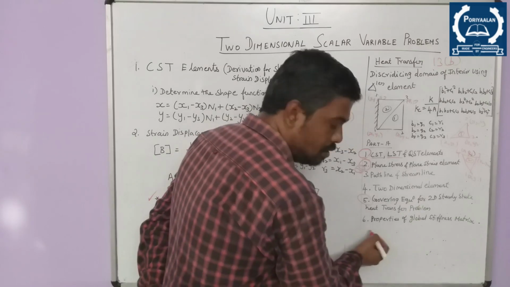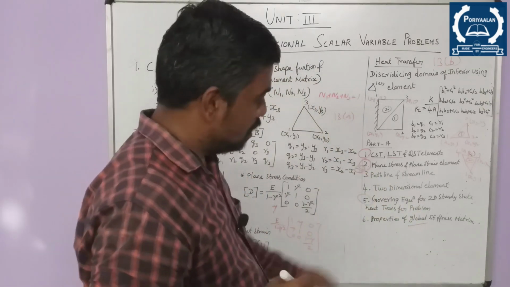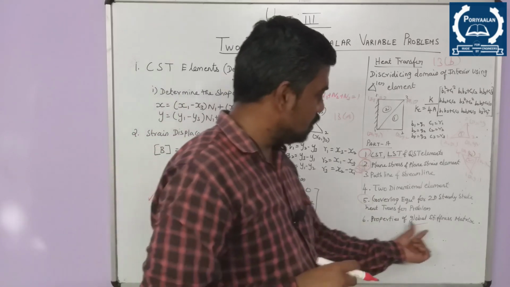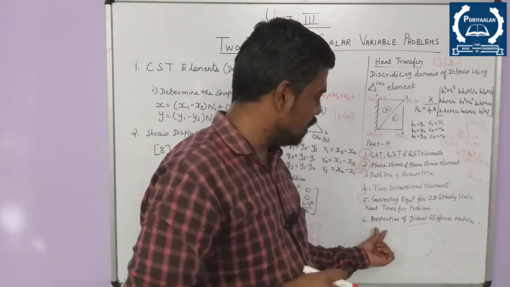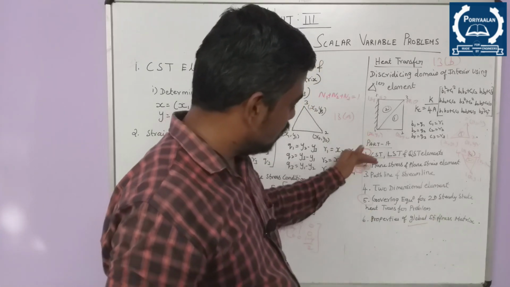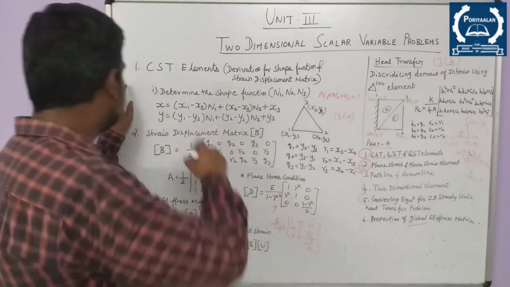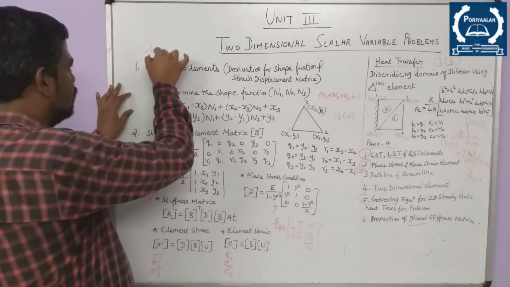And next, the 6th question asks the properties of the global stiffness matrix. In unit 2 they can ask properties of the stiffness matrix, but in unit 3 they can ask properties of the global stiffness matrix. So in these questions, definitely attend these 2 mark questions, and concentrate on the CST element, it is more than enough.